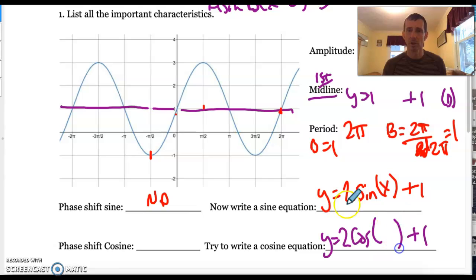What's going to change is, and again, the period doesn't change. This graph, the period doesn't change when I switch from sine to cosine. What changed is my starting point. Cosine starts at the top. So there's where my cosine start would be.